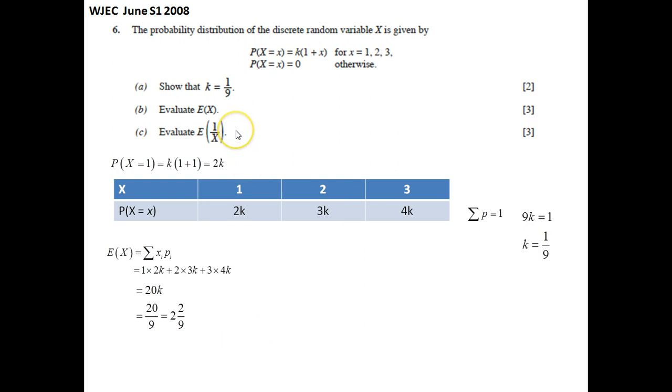Evaluating the expected value of 1 over x. Now remember, for a function, it's 1 over each value of x times its probability and add them up. 1 over 1 times the 2k, plus 1 over 2 times 3k, plus 1 over 3 times 4k becomes 29 over 6k. K is 1/9, so it's 29 over 54.